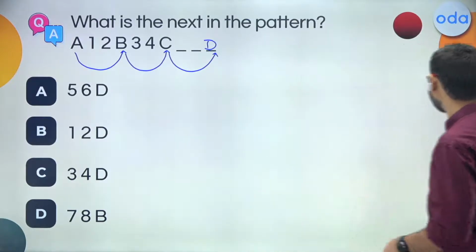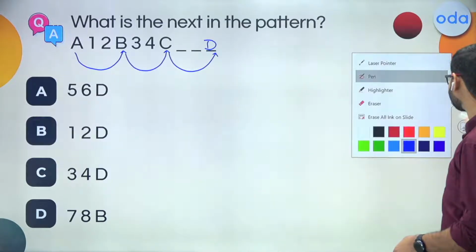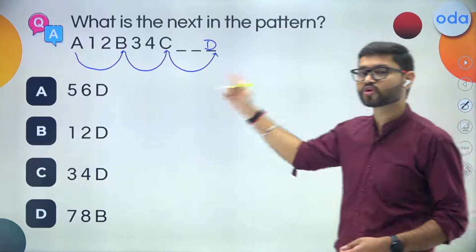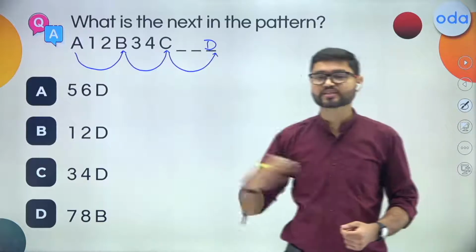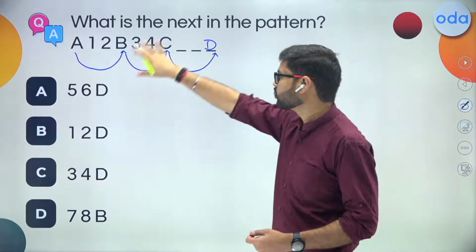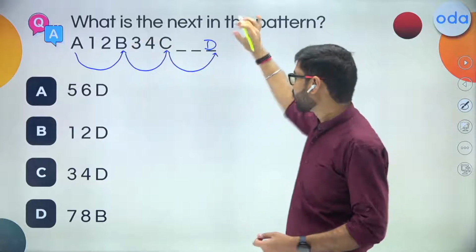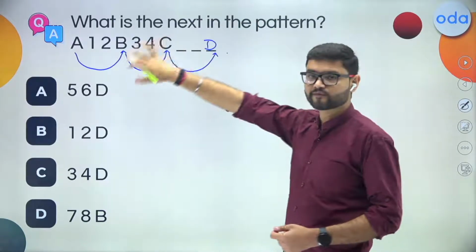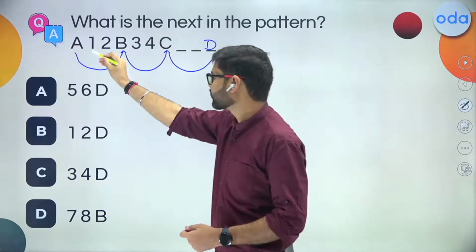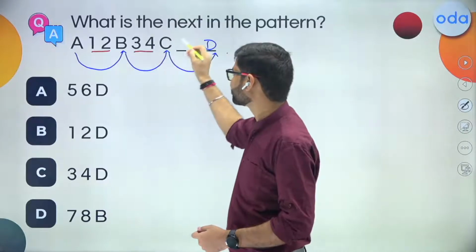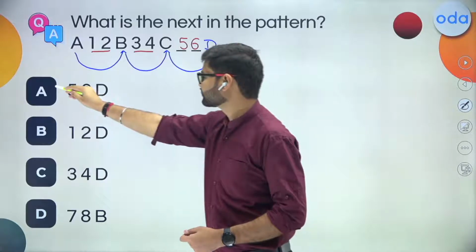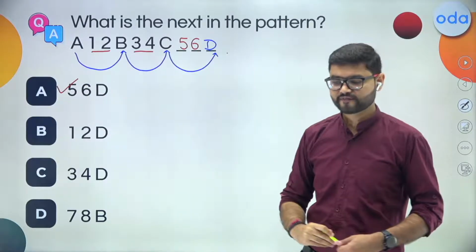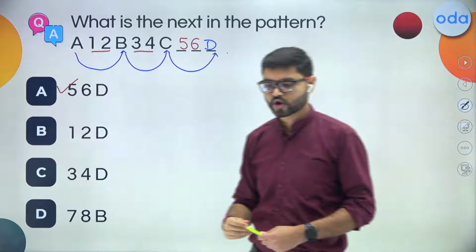Why am I not considering the digits as of now? Because I am only focusing on the letters, because that is the trick which I use. Focus only on the letters. Now the letter part is done, so now I can focus on the numbers. So I have 1, 2, then 3, 4. Next it will be 5, 6. So 56D, option A is the answer.